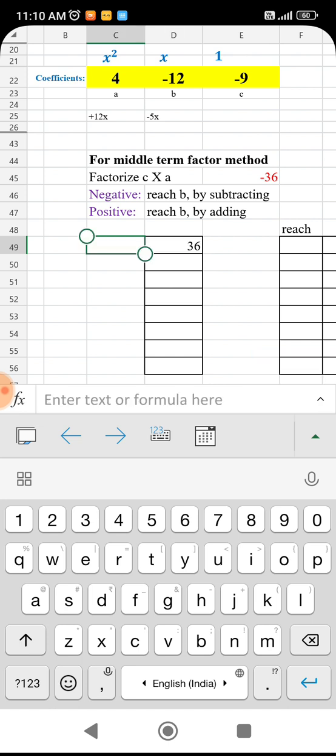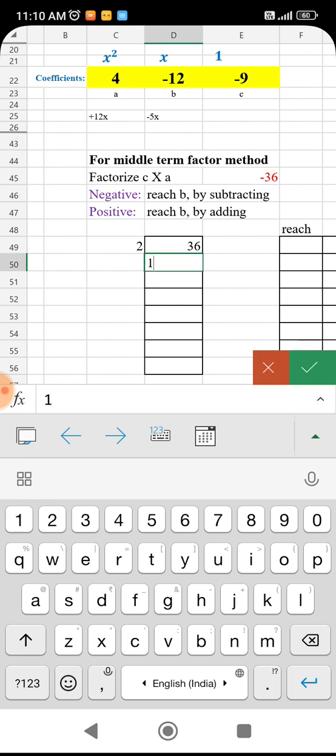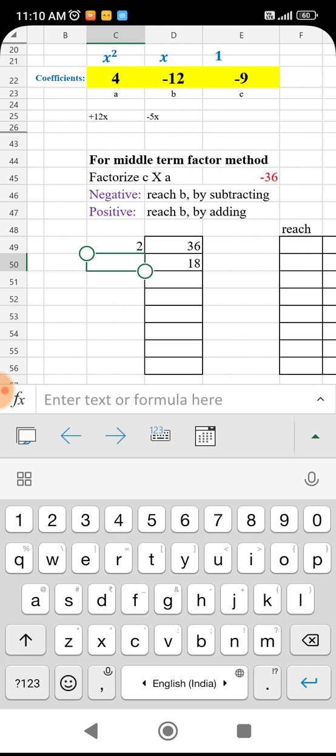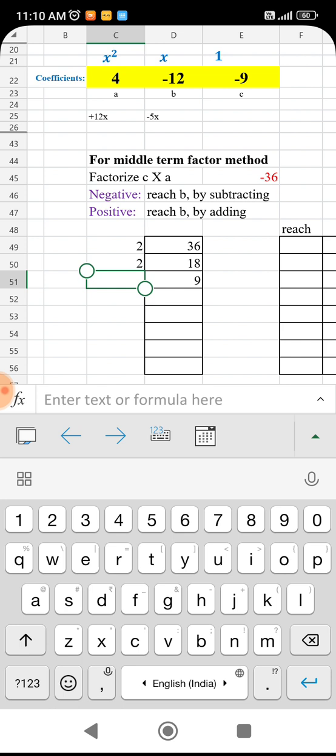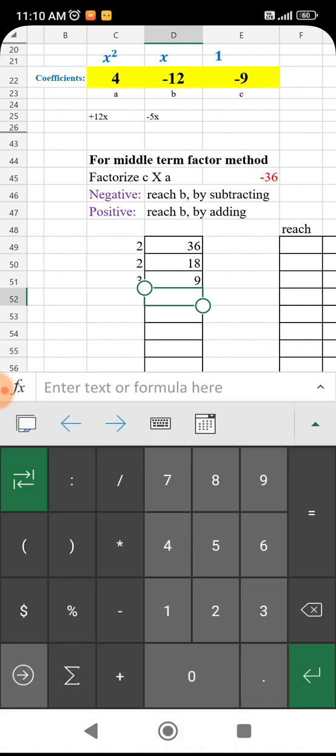Okay, so factorize it. We get 2 first. It will become 18. Then once again we have to take 2, we'll get 9. Next, once again we have to factorize 3, we'll get 3. So it is done. Factorization is done.